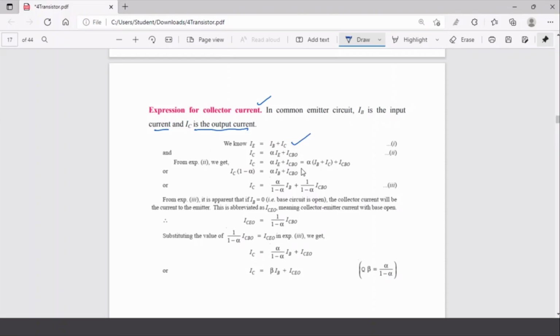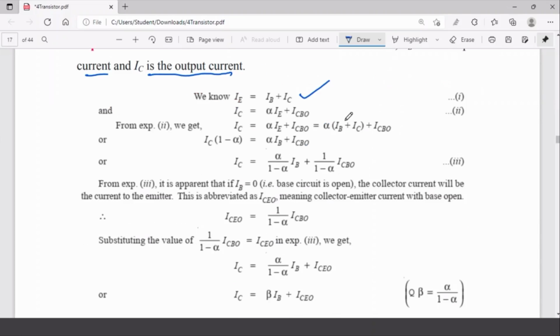So let me just zoom it a bit if you are having difficulty to see. So IE is equal to IB plus IC, and IC, we already know, the collector current here is equal to the sum of the majority carrier currents, alpha IE, plus there will be some ICBO, isn't it? So IC, I'm substituting like this: alpha IE plus ICBO, and instead of IE I'm going to write IB plus IC. So this will be nothing but alpha into (IB plus IC) plus ICBO, right? So that is what is written here.